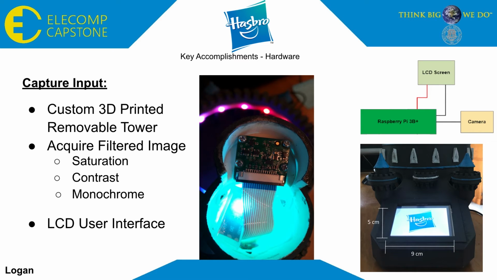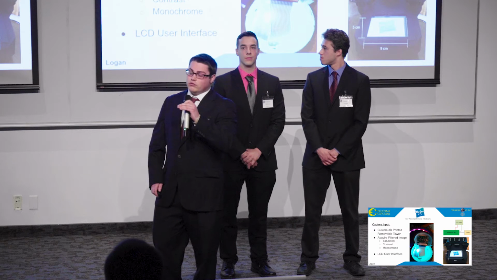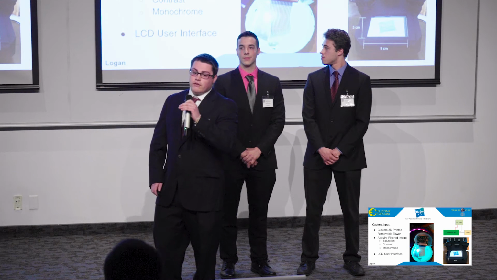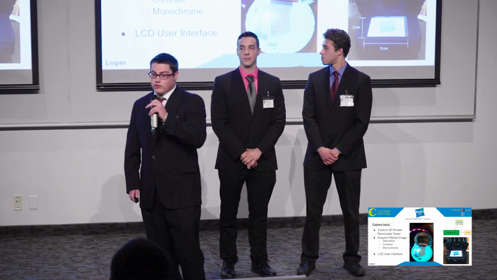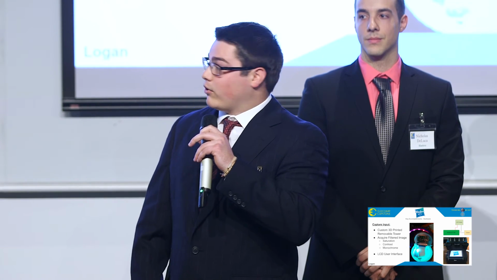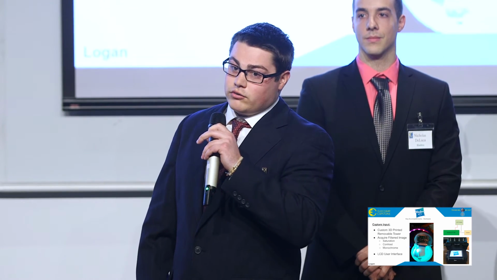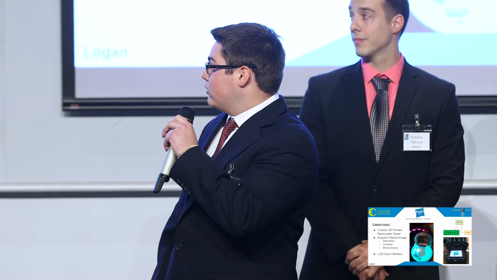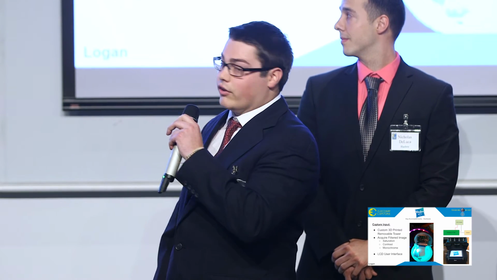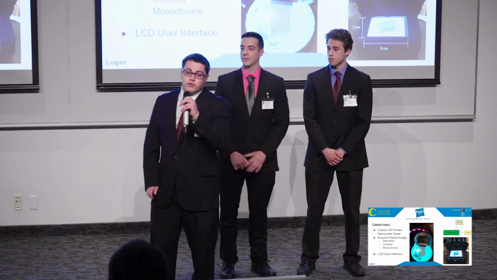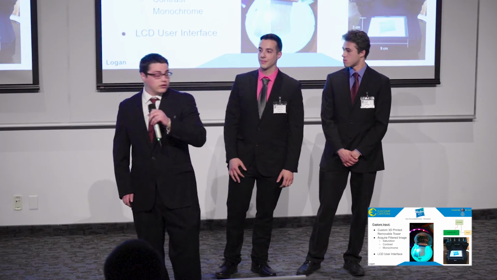Now, the camera itself is housed within a removable tower insert. This is the correct height and angle so that the camera can get a clear, filtered image for the software to process. Once the software is done processing, we then clearly display our prototype's prediction using the LCD screen shown on the right. Now, Nick's going to come up and talk more about the software part of our project.